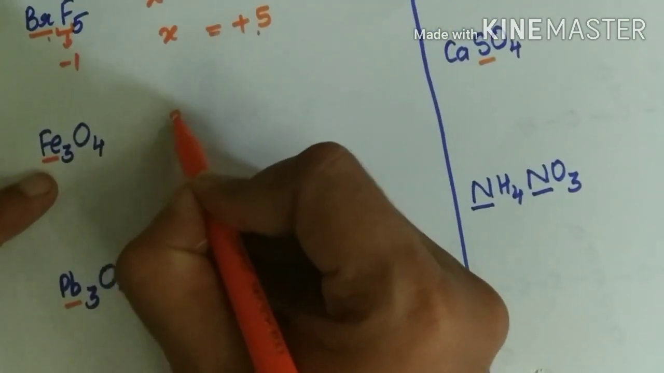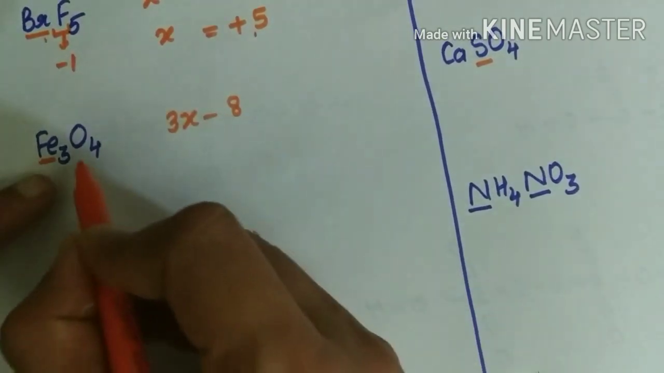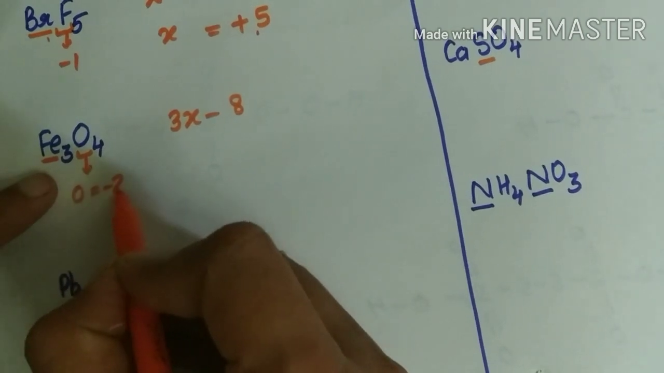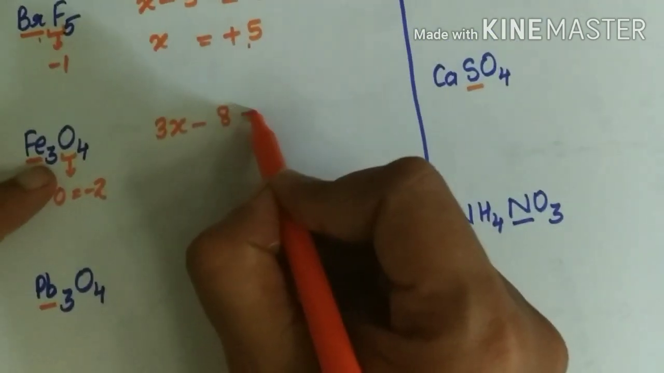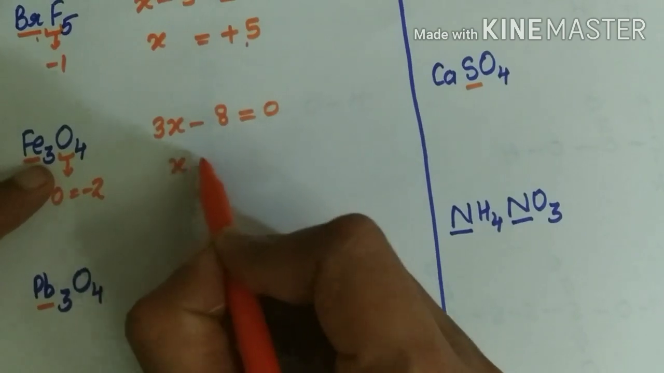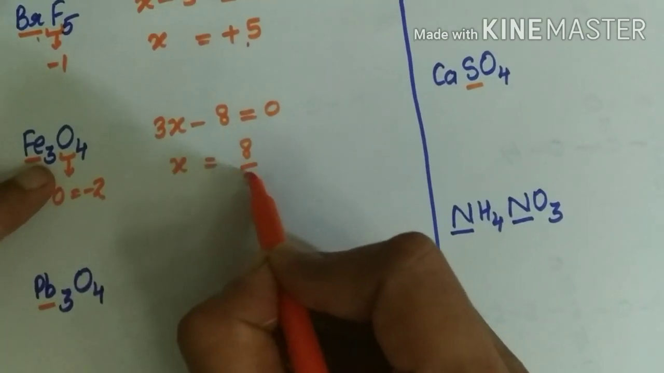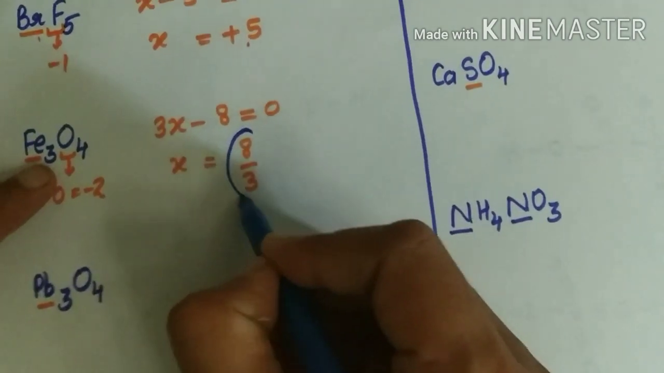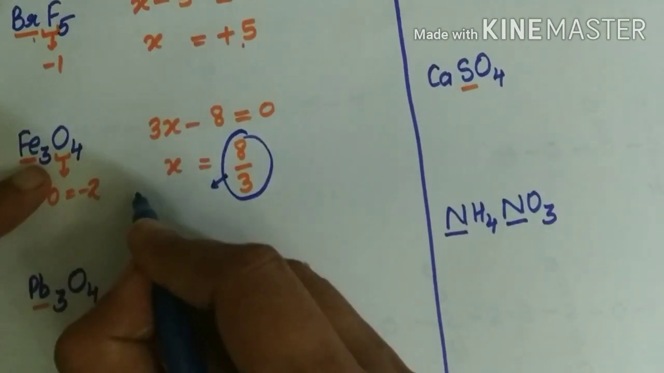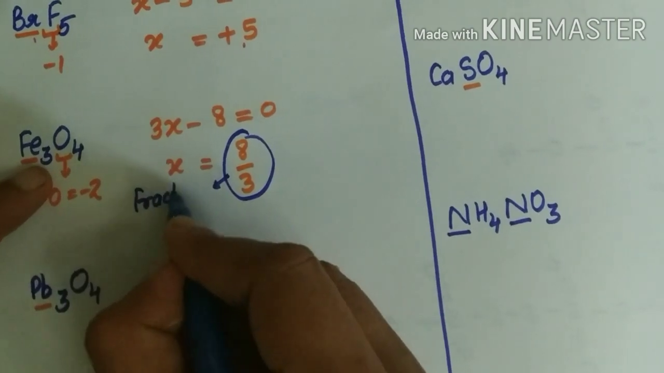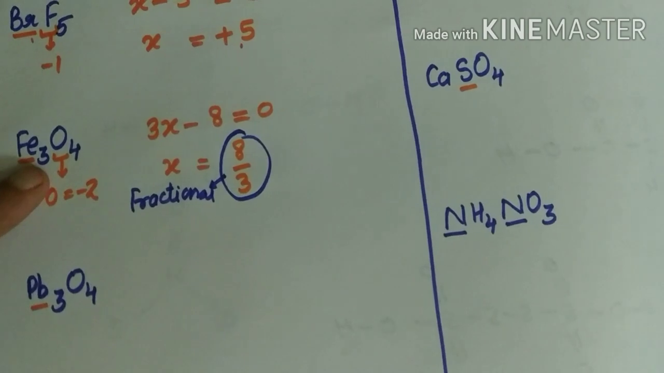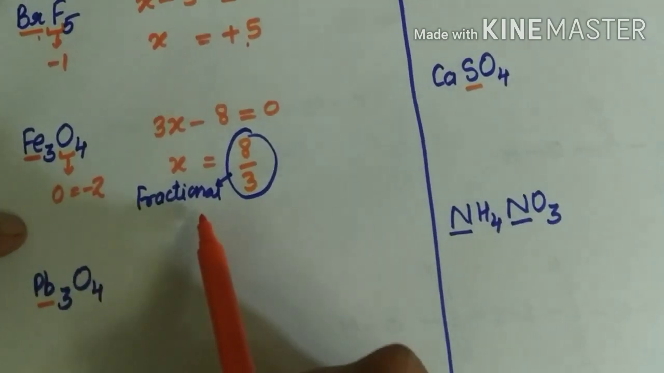Now Fe3O4. Here it will be 3X minus 8, as the oxidation state of oxygen is minus 2. So 3X minus 8 is equal to 0, X is equal to 8 by 3. So 8 by 3 means that the oxidation state is fractional. Now why in some cases does the oxidation state come out fractional? Because we take the average.